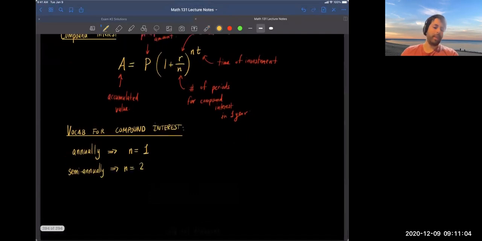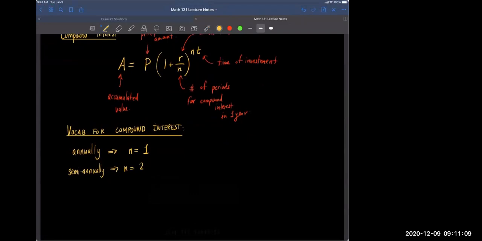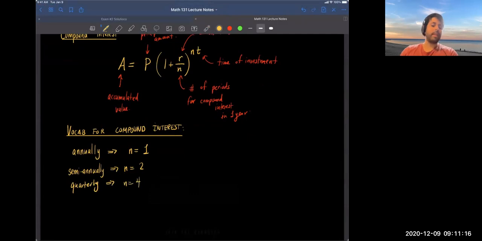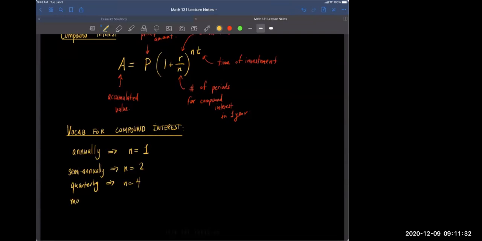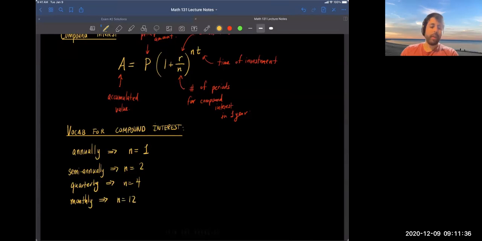How else can we divide up a year? Well, semi-annually, how else can we divide it up? Quarterly. There we go. So n equals 4 because I divided my year into 4 periods. And at quarterly, can we divide it even more? Instead of 4 times a year, we can compound it monthly. So my n value is 12.